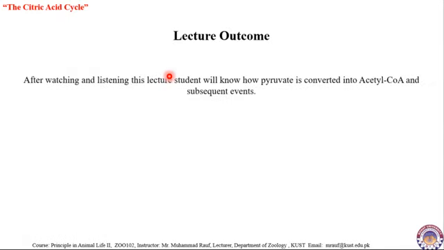Lecture outcome. After watching and listening to this lecture, students will know how pyruvate is converted into acetyl coenzyme A and the subsequent events with the acetyl coenzyme A. Of course, once synthesized, acetyl coenzyme A enters into the Krebs cycle or citric acid cycle.